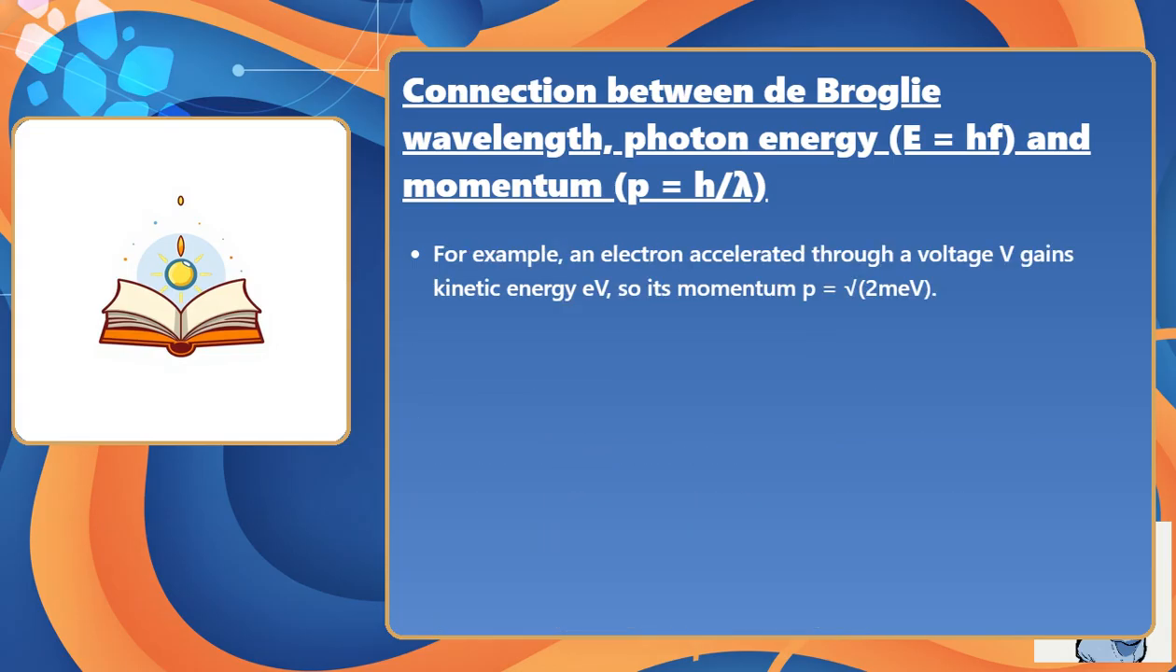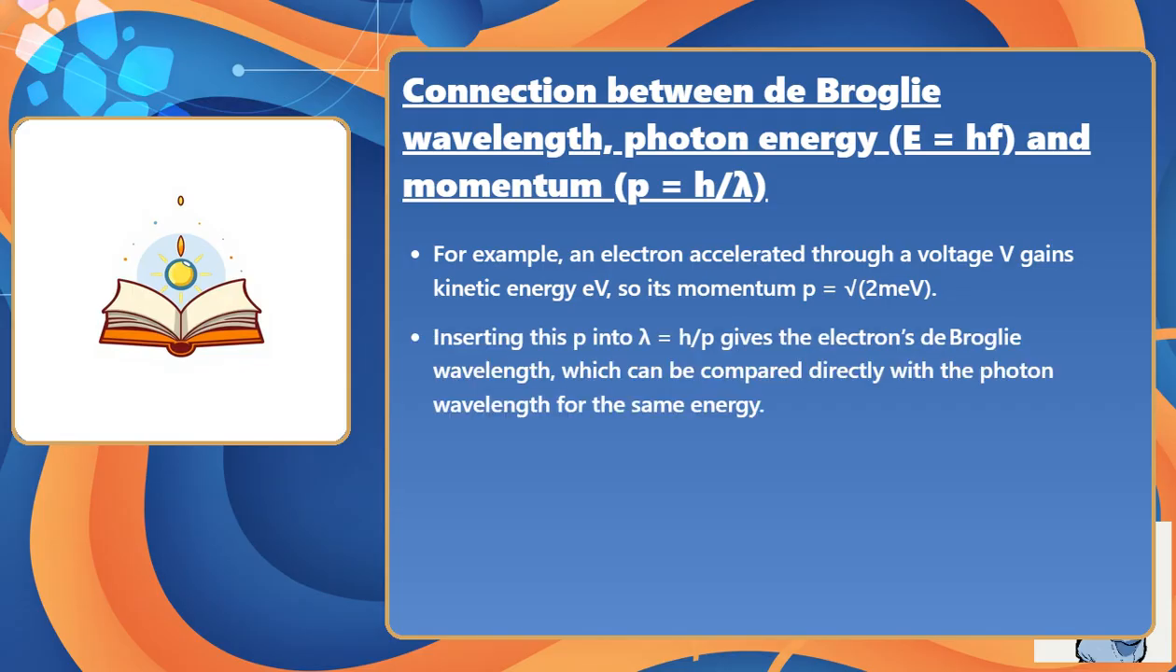For example, an electron accelerated through a voltage V gains kinetic energy eV, so its momentum p equals the square root of 2 m e V. Inserting this p into lambda equals h over p gives the electron's de Broglie wavelength, which can be compared directly with the photon wavelength for the same energy.